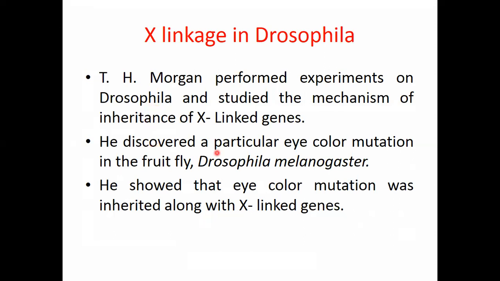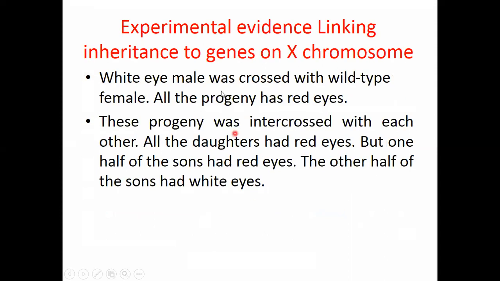So Morgan discovered a particular eye color mutation in the fruit fly, that is Drosophila melanogaster. And Morgan showed that the eye color mutation was inherited along with X-linked genes. It means the gene for that eye color mutation was present on the X chromosome of Drosophila. So this was experimental evidence linking inheritance to genes on the X chromosome.